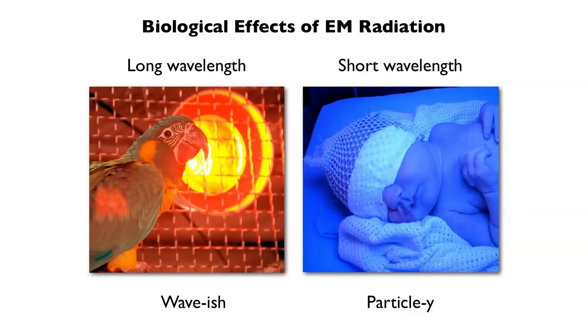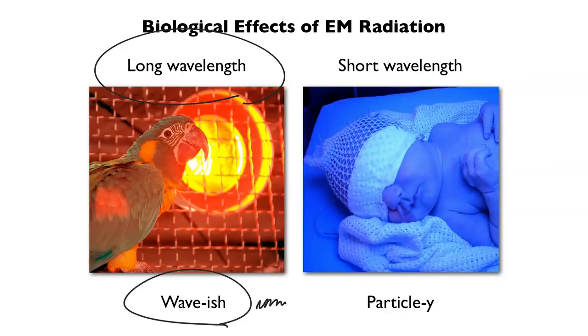Now, for long wavelength waves, like infrared, here's a parrot sitting in front of a heat lamp. The interactions are wave-ish. It just takes the molecules and vibrates them and feels warm. And so this parrot is just feeling a little bit of toastiness due to that wave. For short wavelengths, it's a very different story. For short wavelengths, they interact as particles.